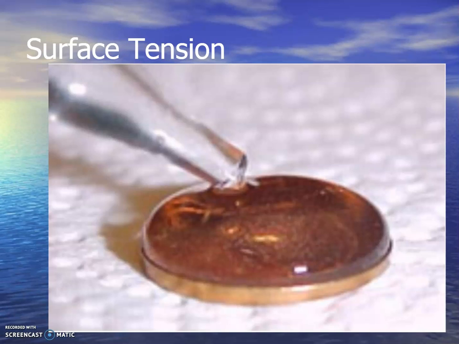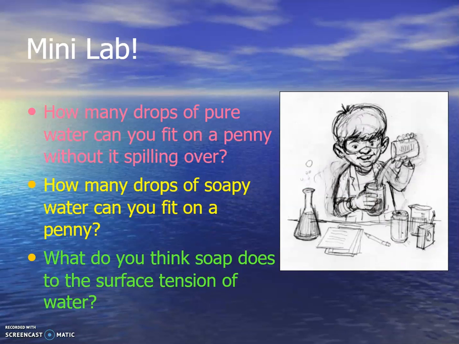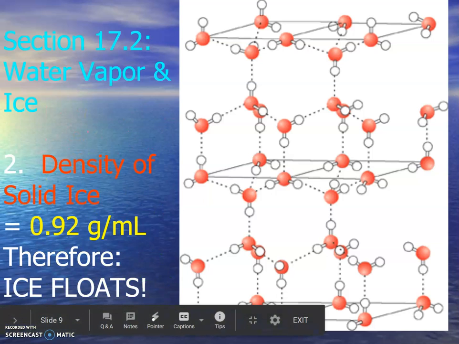All right, we do a little mini lab in class also where you take a penny and you count the number of drops of water that you can fill on top of it. It creates this very nice dome and looks really cool. And then we take the same penny, but then we use soapy water, and then we see what the difference is. And then we can talk about what soap does to the surface tension and kind of prove again how awesome it is to wash your hands.